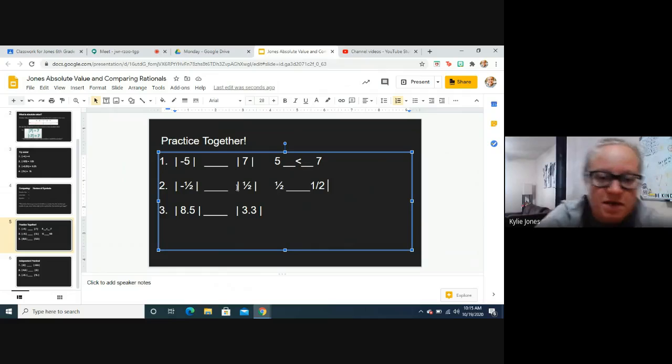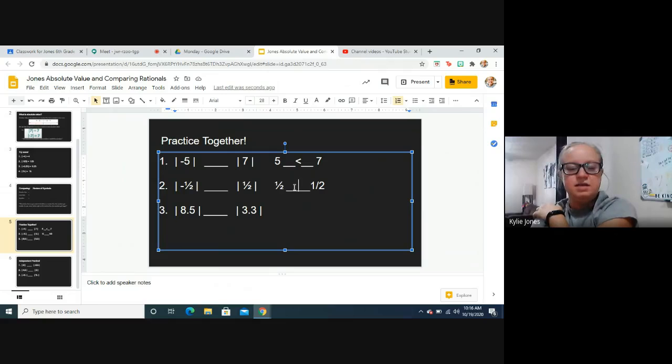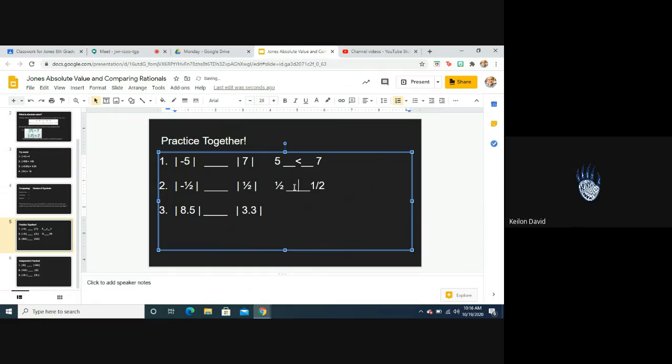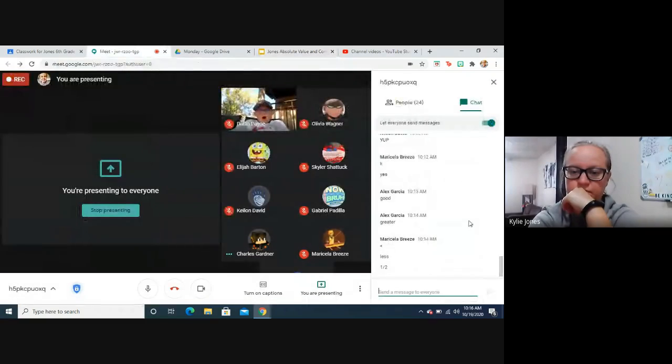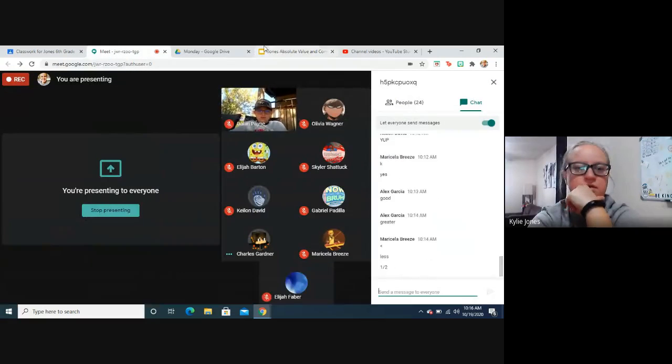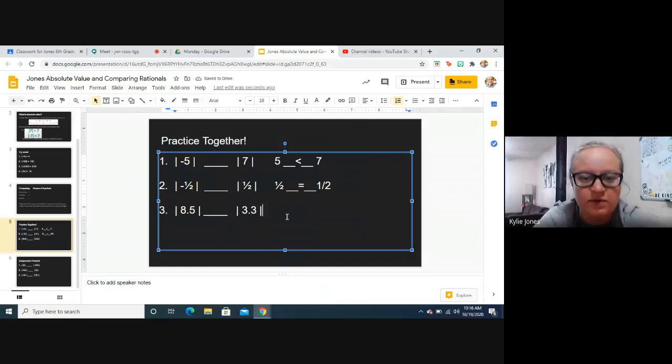So just keep in mind that when you take the absolute value, even if it is already positive, it just stays positive. You don't have to change anything. You just get rid of the absolute value signs. So now we have 1/2 is less than, greater than, or equal to 1/2. Equal to. Good. I think you guys are doing pretty well with this one so far. So there's number 2.